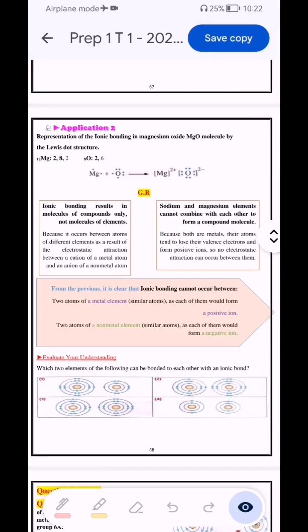Another example, sodium and magnesium. Another question: sodium and magnesium elements cannot combine with each other to form a compound. Why? Sodium and magnesium are metals, so they both lose electrons and turn into positive ions. So does electrostatic attraction occur between them? No, they have the same charge, they are positive, so there is no electrostatic attraction between them, so they don't form ionic compounds.